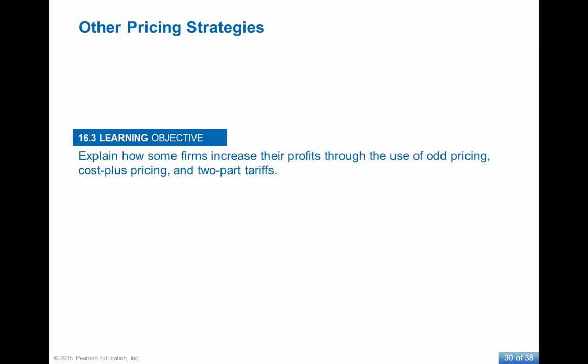Other price strategies explain how some firms increase their profits through the use of odd pricing, cost plus pricing, and two-part tariffs.